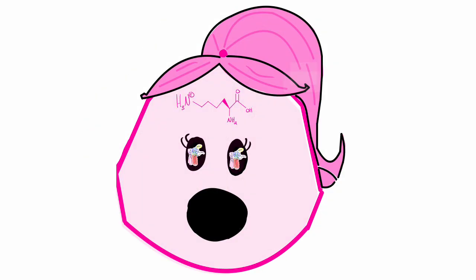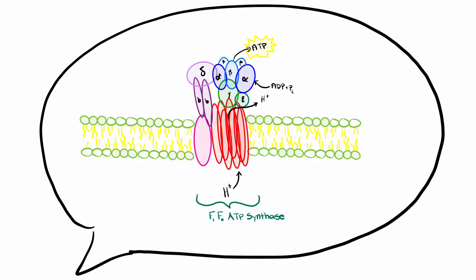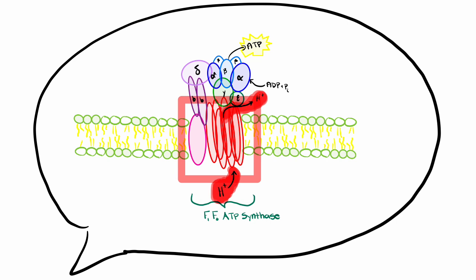And then Lysine Jr. sees the biggest, most beautiful complex she has ever laid her eyes on. Lysine Jr. sees the ATP Synthase enzyme, and the tour guide begins to talk about it. ATP Synthase synthesizes ATP by bringing together ADP and inorganic phosphate. This enzyme is comprised of two main parts.